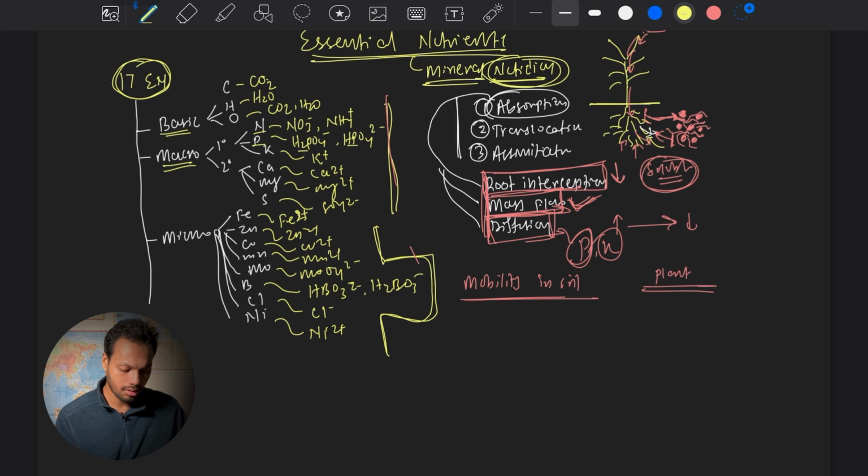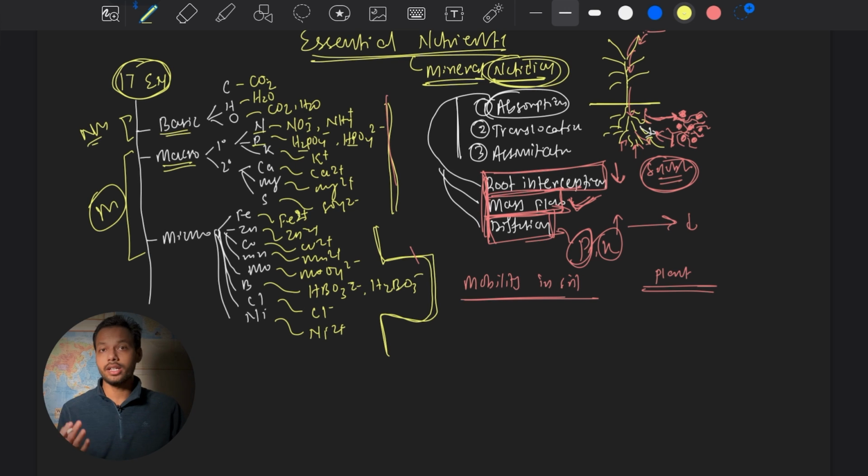So these are the mineral nutrients, and these are non-mineral nutrients. The basic nutrients are non-mineral nutrients because they are not taken up from the soil; they are not of soil origin. Now, what is mineral nutrition? Mineral nutrition consists of absorption, translocation and assimilation. We have already talked about it. Absorption means the nutrients are taken up from the soil by the root system.